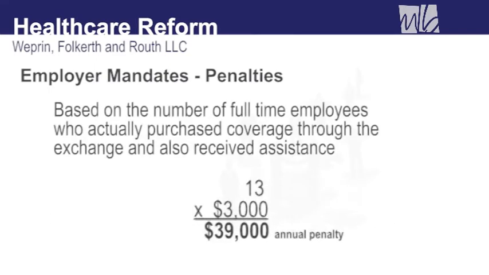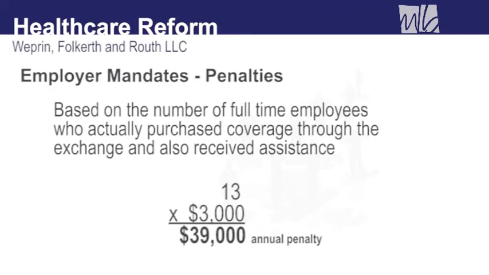Note that the second calculation is based on the number of full-time employees that actually went to the state-run exchange for their coverage and received federal assistance. The employer is not penalized for the 5 employees that elected to participate in the employer-sponsored group health plan. Also, the employer is not penalized for the 2 employees who decided to pay the penalty under the individual mandate rather than go to the state-run exchange for coverage.